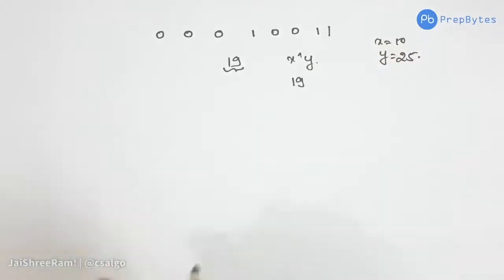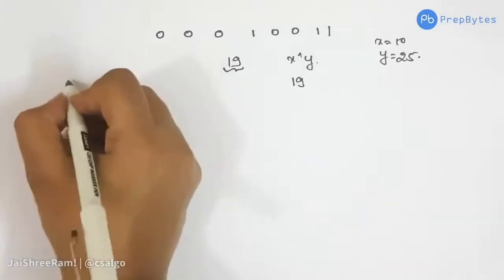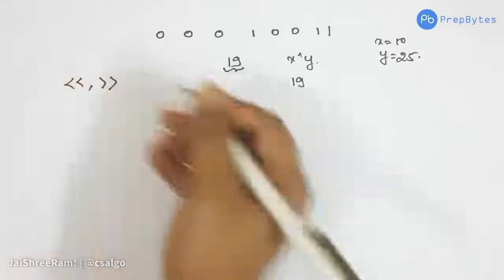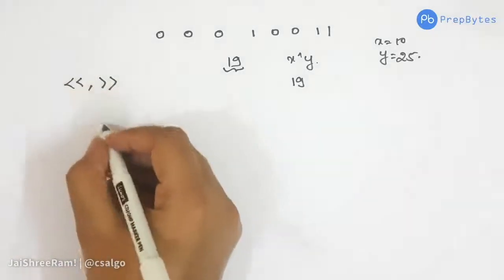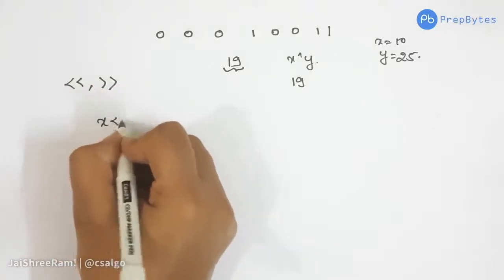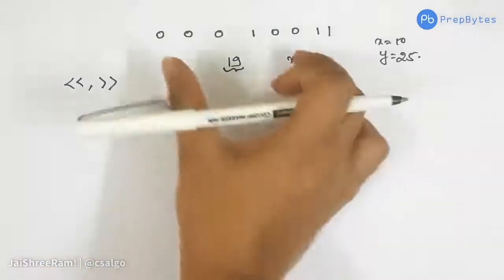Now another two operators that we had were left shift and right shift. Let's see what they are. So we have left shift and right shift. First, what is the syntax for using these two operators? For left shift, I put x left shift 2, which means I want to shift the bits by 2.